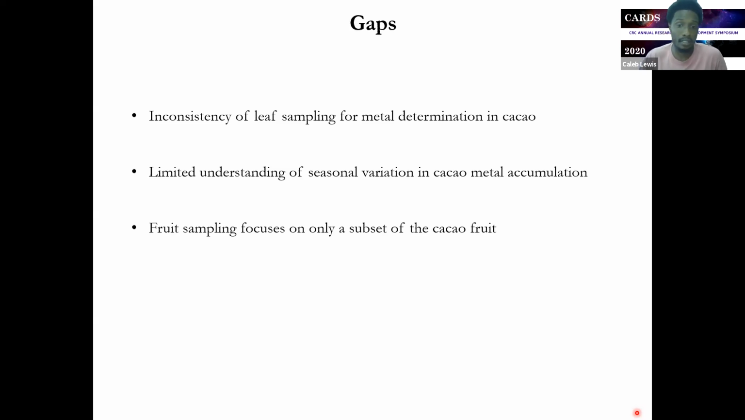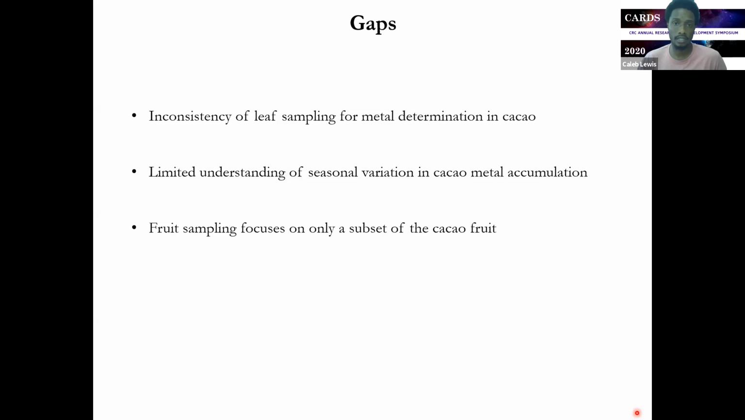There's also limited understanding of seasonal variation in cacao metal accumulation, because cacao is a perennial crop in a sense. It's a cash crop, yes, but the pods from that crop are harvested over 30 years, while the plant is growing and developing in one plot over a 30-year period.